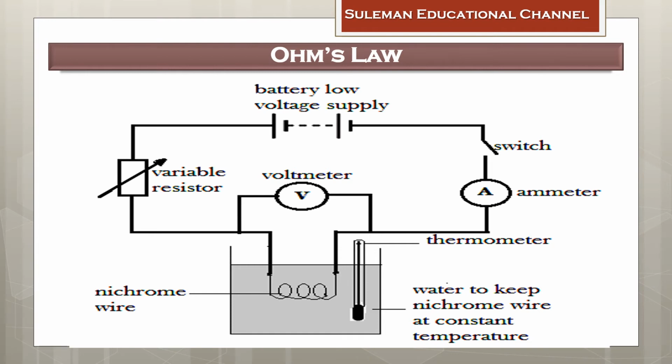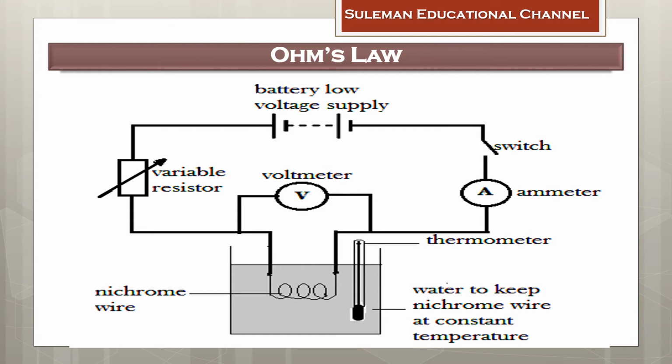From the diagram, we can see that a battery of low voltage supply is connected with a variable resistor, voltmeter, nichrome wire, thermometer, ammeter and a switch. The purpose of the switch is to connect and disconnect the circuit. When the switch is closed, the current would pass through the circuit and the voltmeter and ammeter will be showing reading. We can calculate the resistance by using the formula R is equal to V divided by I.